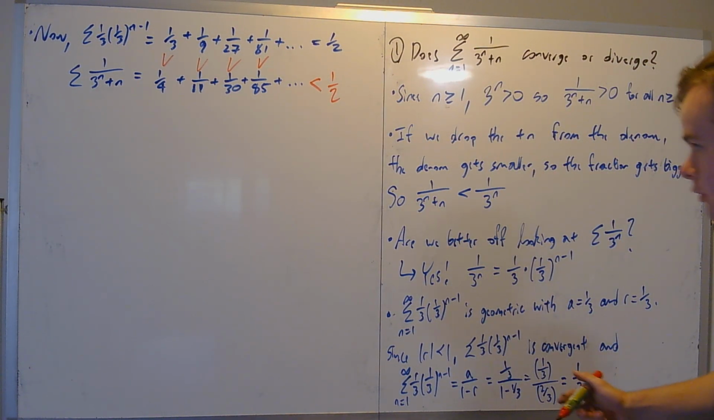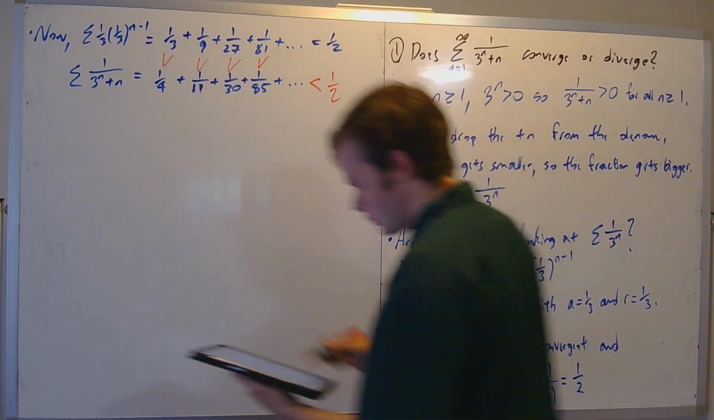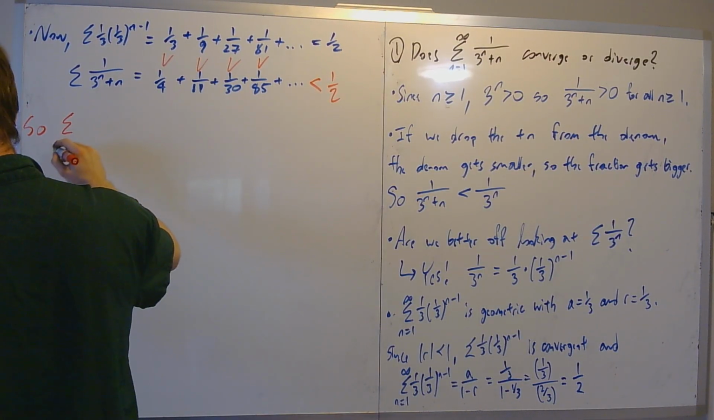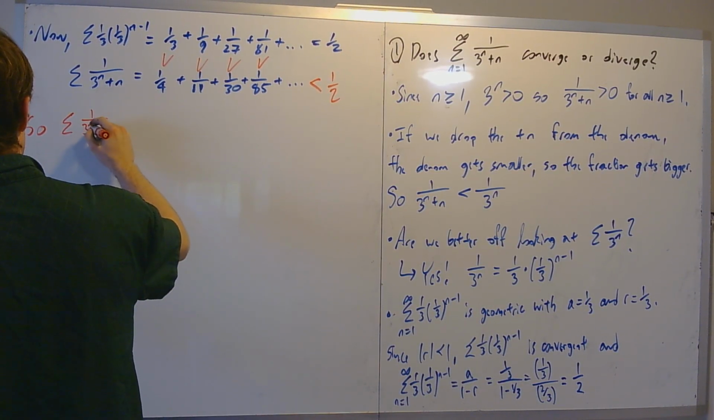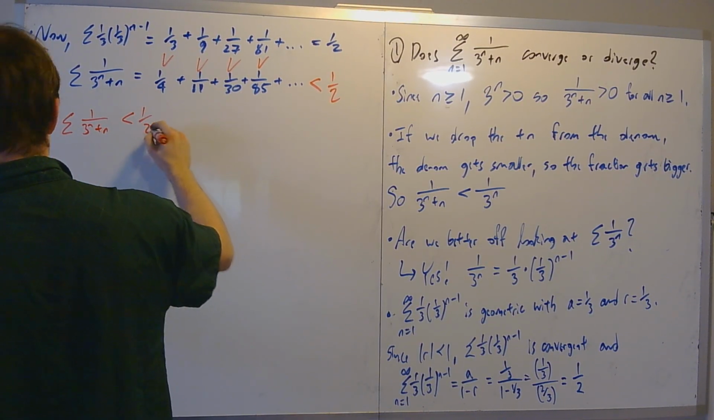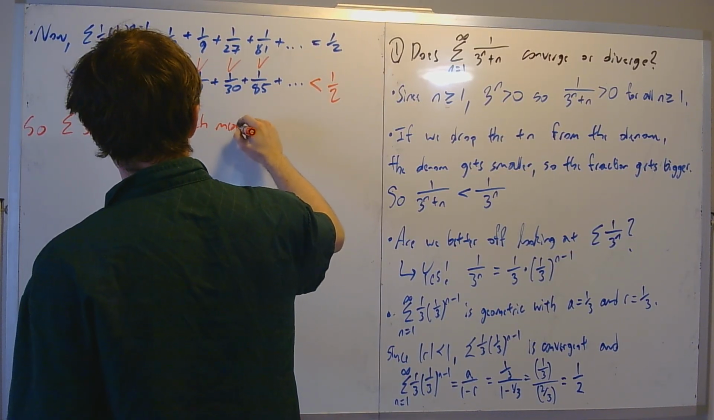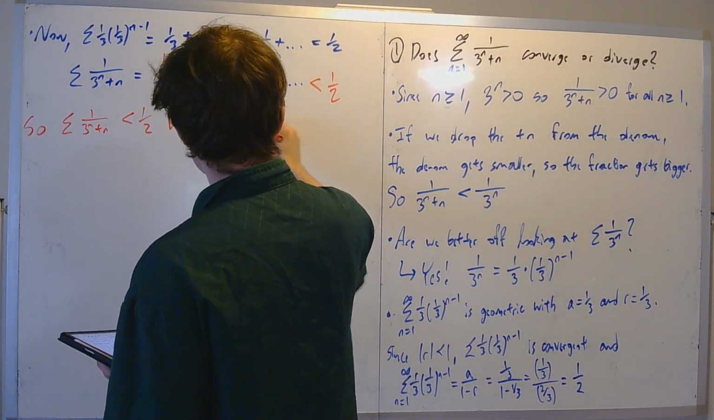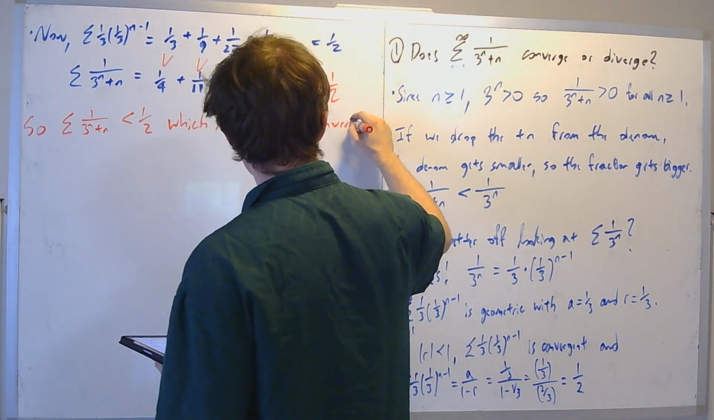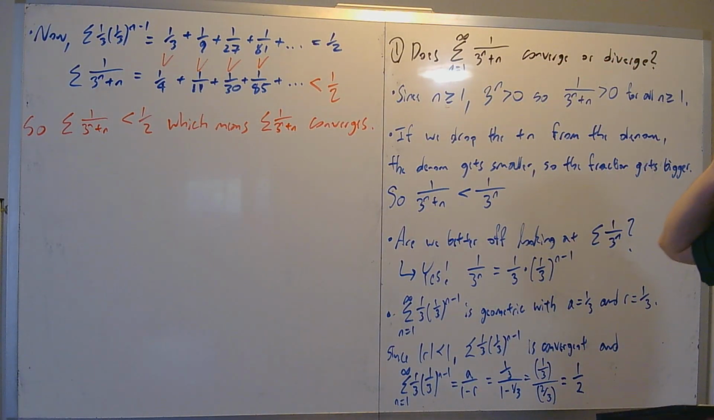So that's what we get. So what we got: the sum of 1/(3^n + n) is less than 1/2, which means the sum of 1/(3^n + n) converges. Right. So we got what we wanted, right?